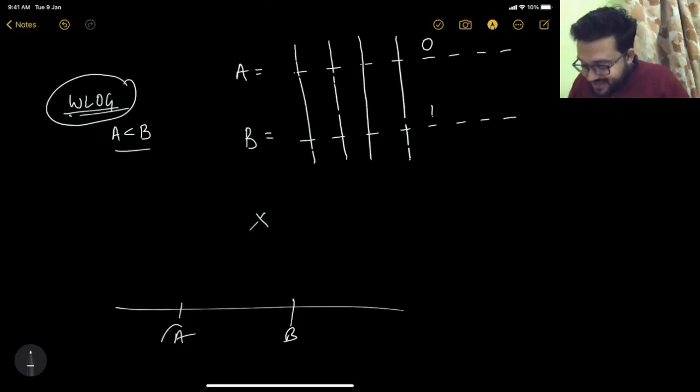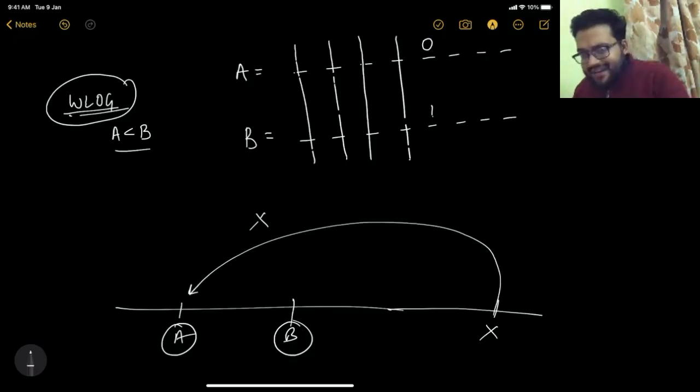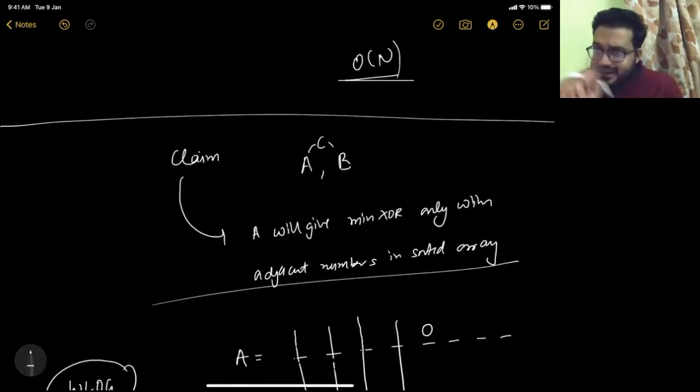So I will try to prove my initial hypothesis by way of contradiction. I will say no, there is an X which is not between A and B, but A will give the minimum XOR with X. Okay, let's try to do that. If A needs to give minimum XOR with X, how many of you appreciate that in X as well, all the bits that were the same in A and B need to be the same in X as well? How many of you appreciate this?